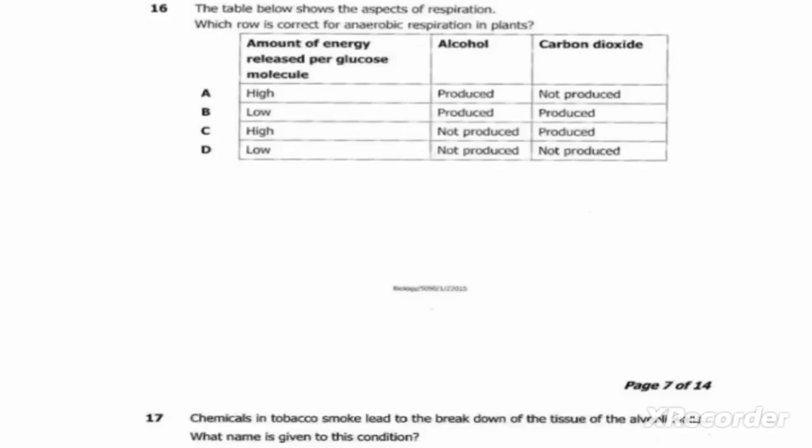Question 16, the question reads, the table below shows the aspect of respiration. Which row is correct for anaerobic respiration in plants? The first column is showing amount of energy released per glucose molecule. The second column we have alcohol. The third column we have carbon dioxide.